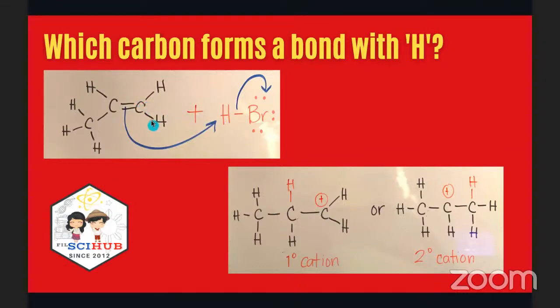So it can either attach to the terminal carbon atom to form a secondary carbocation like this, or it can attach itself to the middle carbon, generating a primary carbocation. So bakit ba natin tinatawag yan na primary, secondary, at saka po tertiary? We classify carbocations based on the number of carbon atoms that are actually attached to your carbocation center.